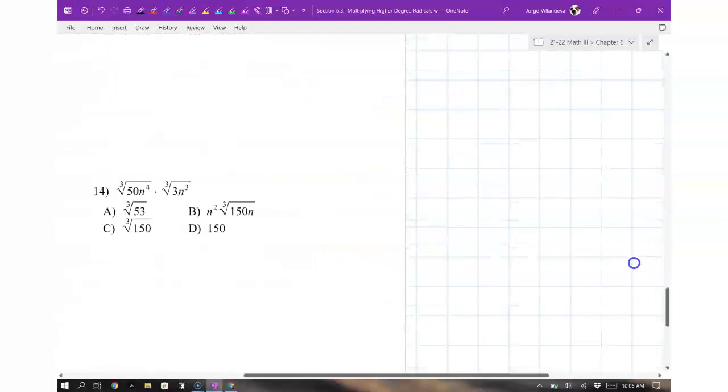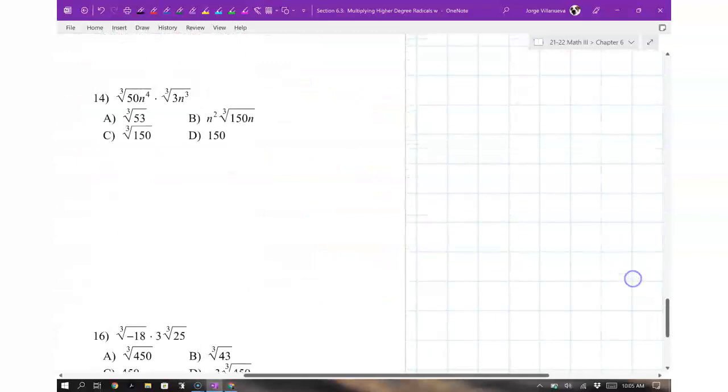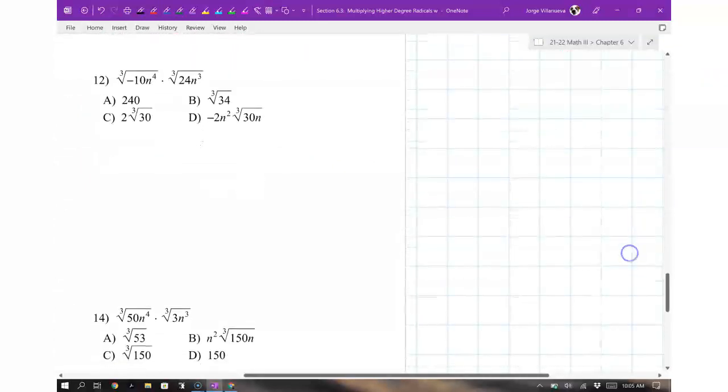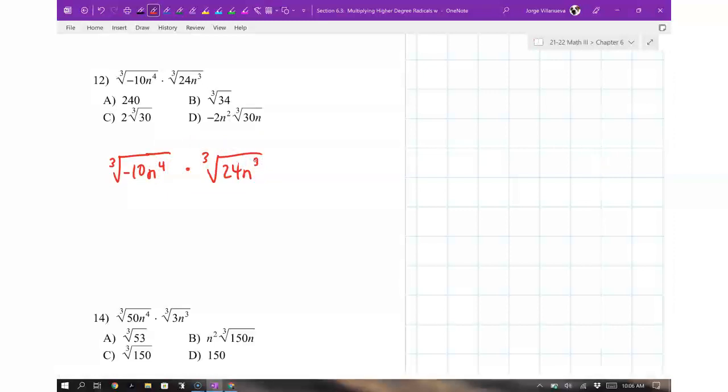These are cubes, so that's good, cubed, cubed. So let's do some of these cubed ones. We'll do number 12. The cube root of negative 10n to the fourth times the cube root of 24n cubed.